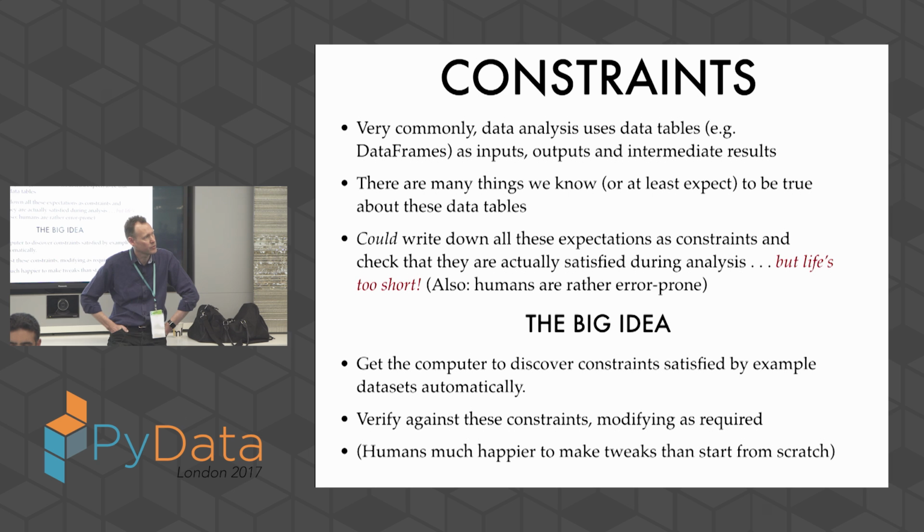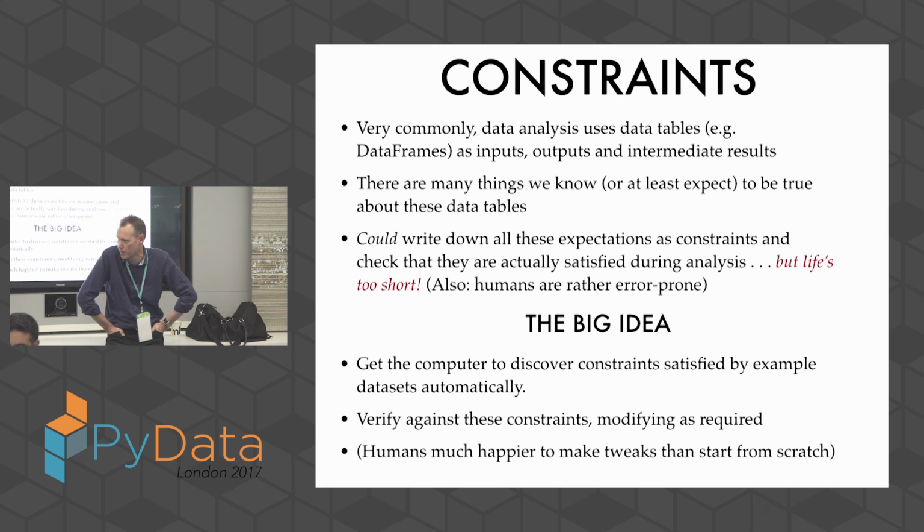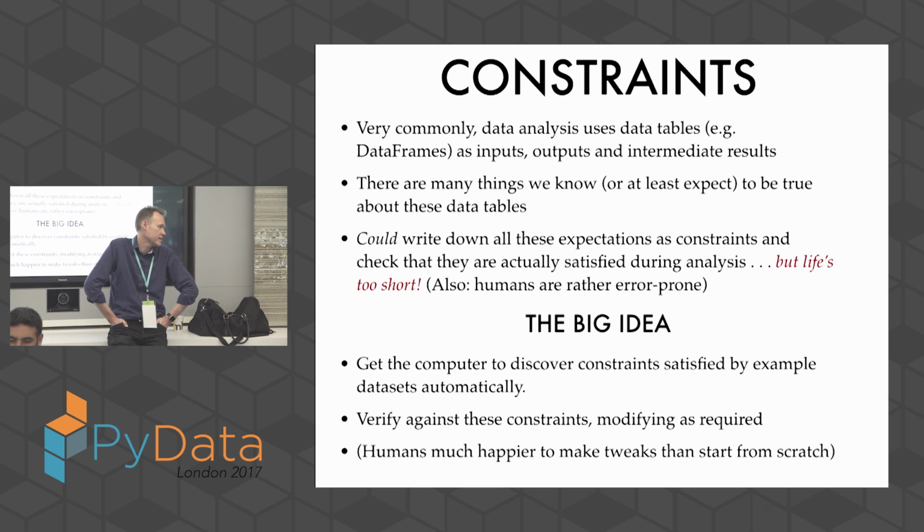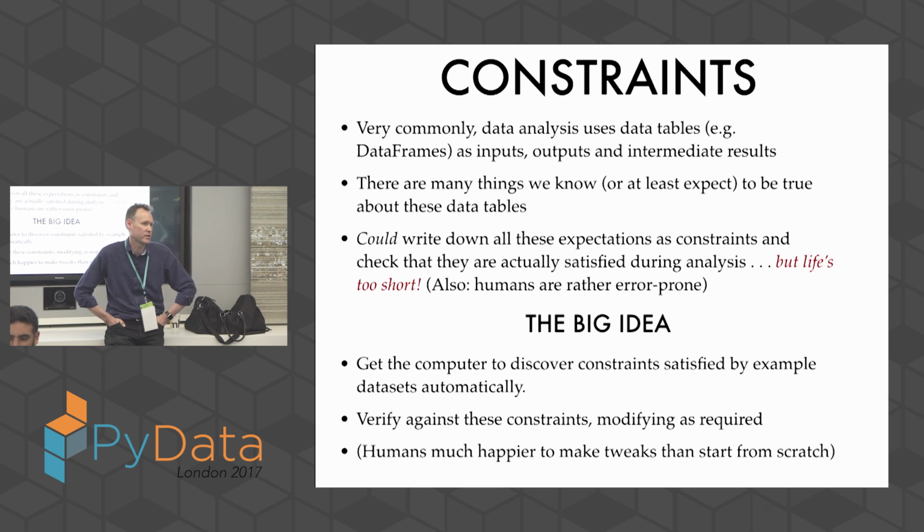And there are probably lots of things that we know ought to be true about that data. And so what we could do in principle is we could write down all the things that we think ought to be true about that data and we could check them. And the only problem with that is no one can be bothered. I certainly can't be bothered. And even if I did, I wouldn't think of most of the things and I'd probably get them wrong.